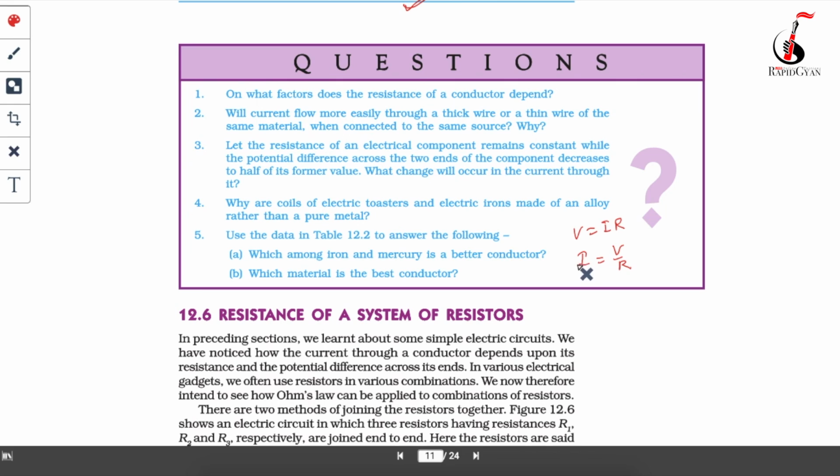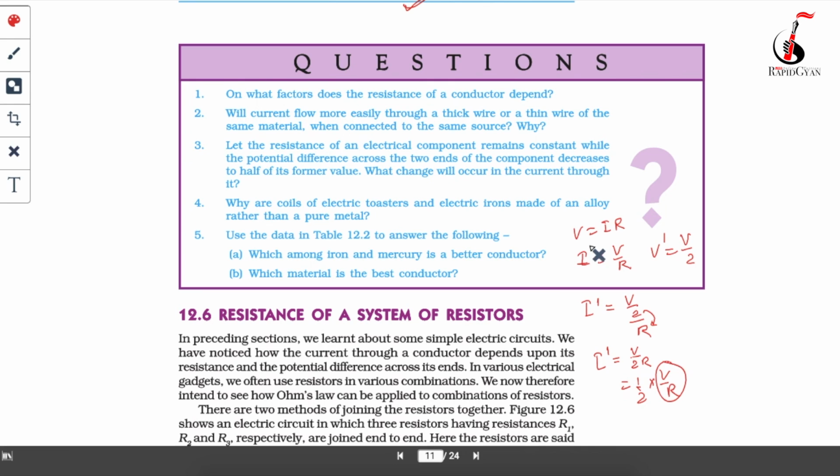Now they are saying R is the same, but the new V, I will say V dash, is equal to V upon 2, correct? So I dash, the new I which I will have to find, will become V upon 2 upon R. So this 2 will come down, I have just explained. So the new current will become V upon 2R. So can I write this as 1 upon 2 times V upon R? And what was your V upon R?